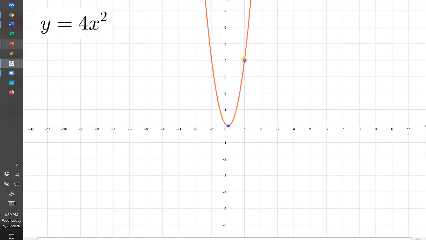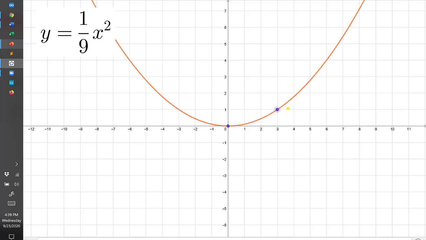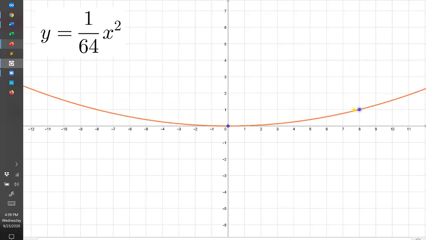But let me take that back down to 1. If I move it across, it becomes a very wide parabola. And look, the number in front of the x squared is very small, 1/64.